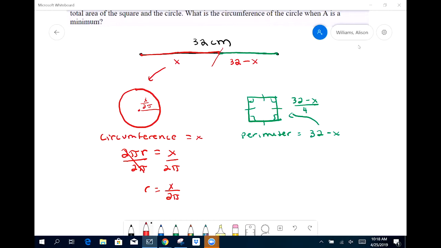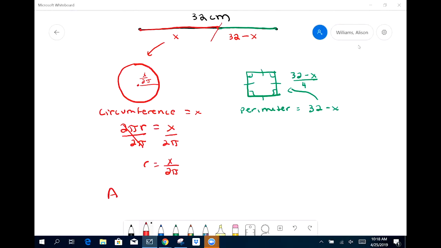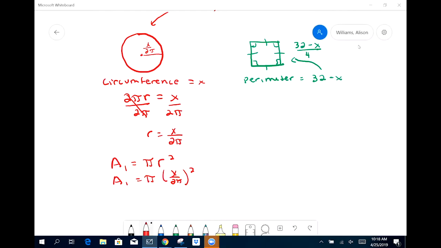Okay. And now I can find the area of the circle, pi r squared, by plugging that in for r. I'm calling it area 1, by the way, since there's two areas to find. So it's going to be pi times x over 2 pi, squared. Or another way of writing that would be pi times x squared over 4 pi squared, which is kind of nifty because now I can reduce the 2 pi's. So these pi's will cancel, and I'm left with x squared over 4 pi. Now that is the area of the circle.